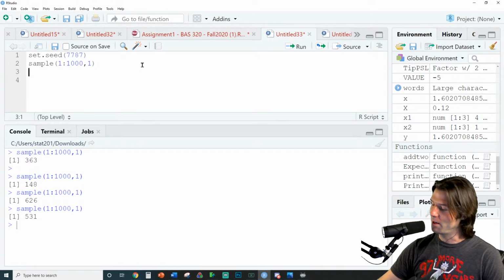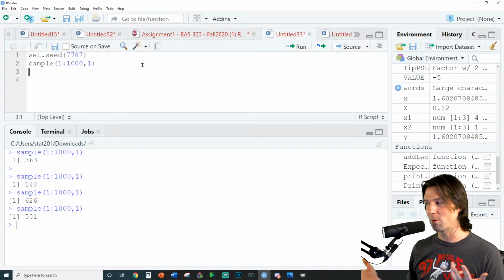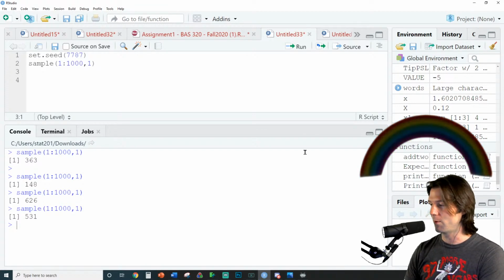We got a randomness button. We gotta hit the randomness button. Oh, that's the rainbow button. We got the rainbow. There's our randomness button. We got a rainbow. We'll bring some happiness here. That's what we do in this class, we bring happiness. You got it right here.